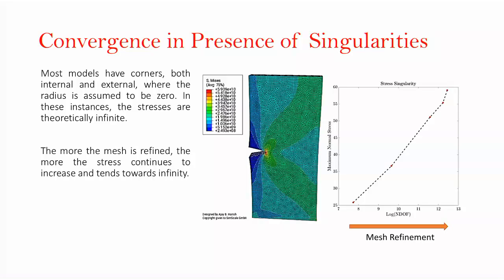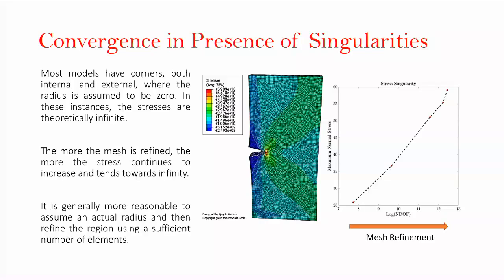So now the question is, what is the solution for singularities? The solution is, in these types of conditions, we can simply replace the 0 radius corner with the actual radius, and then refine the region around that corner with a sufficient number of elements. So this is how we deal with singularities.